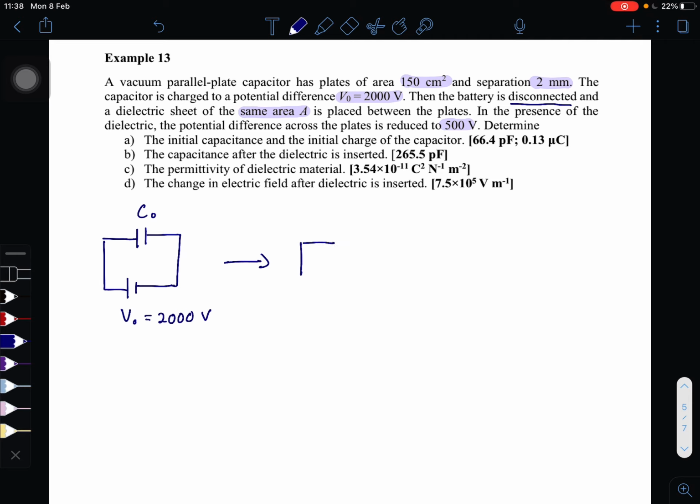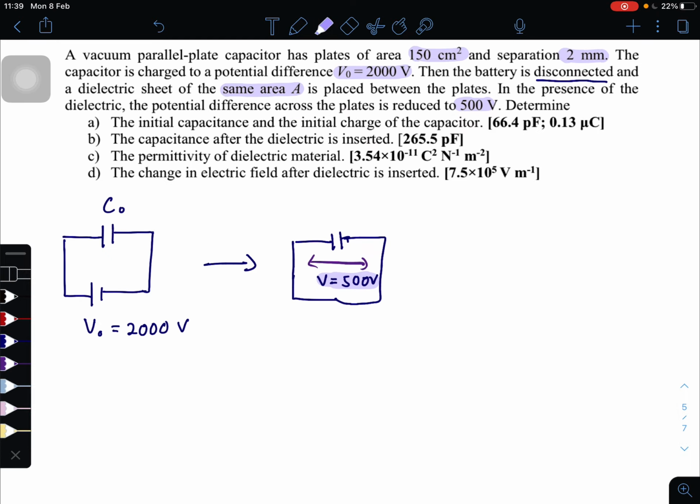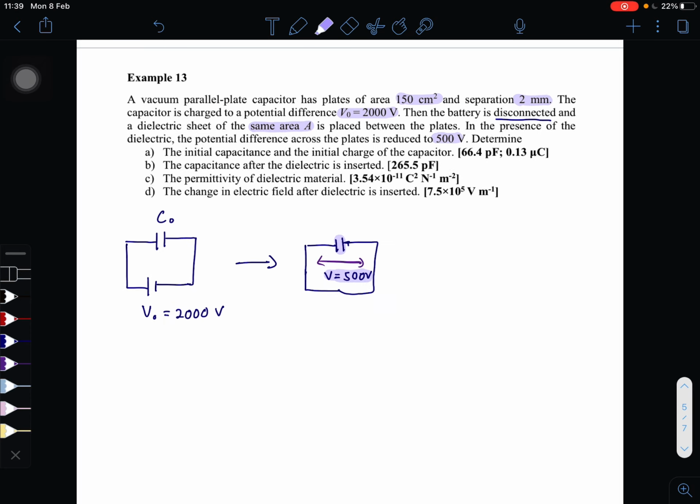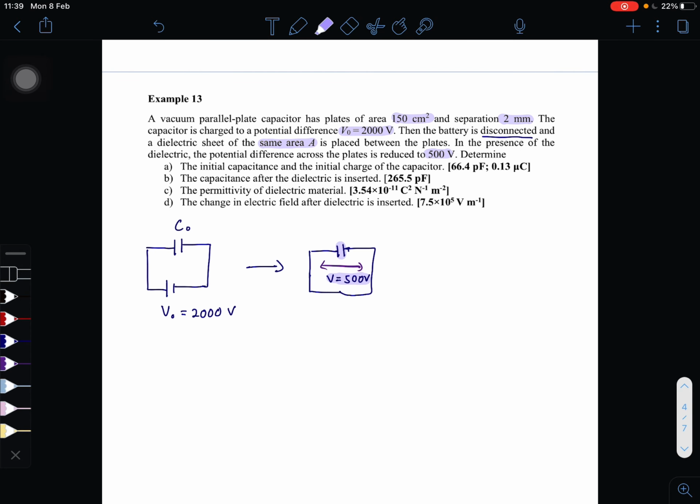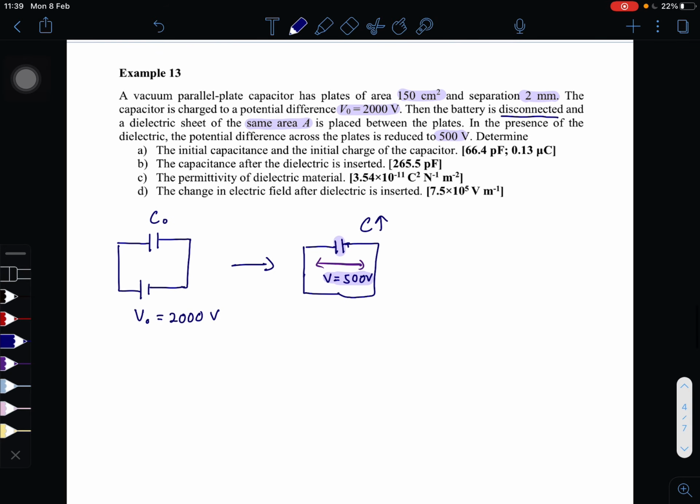So now kita tinggal dekat sini hanya ada capacitor sahaja, because the battery is disconnected. And the potential difference across this capacitor is now equal to 500 volt. So we know that, apabila dielectric is inserted, so contohnya ada dielectric lah dekat sini, capacitance will increase, but we are not given the value of capacitance.